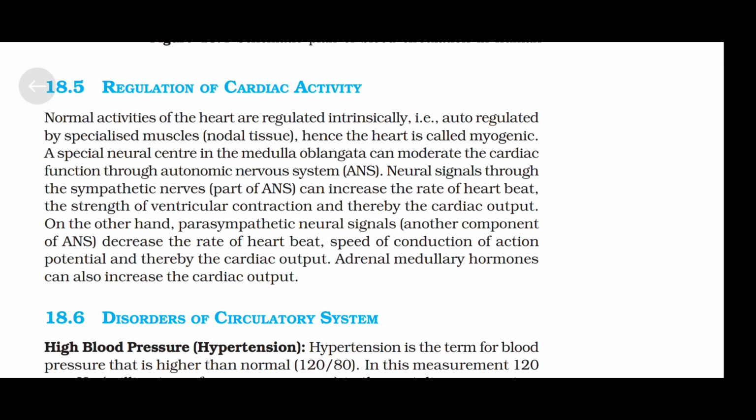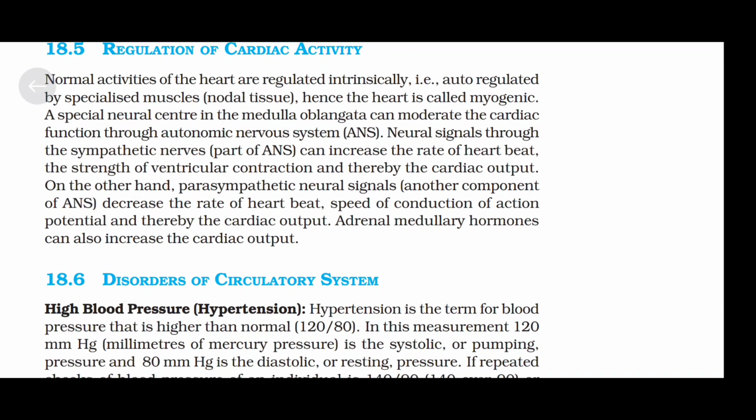Neural signals through the sympathetic nerves, part of ANS, can increase the rate of heartbeat, the strength of ventricular contraction, and thereby the cardiac output. On the other hand, parasympathetic neural signals, another component of ANS, decrease the rate of heartbeat, speed of conduction of action potential, and thereby the cardiac output. Adrenal medullary hormone can also increase the cardiac output.